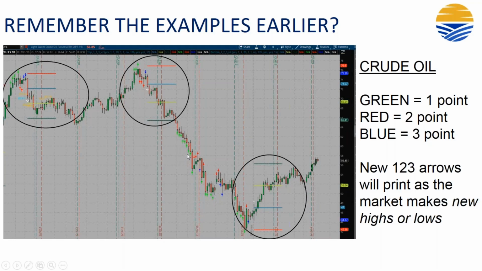New lows, new lows, new lows, new lows. Once we stop making new lows and pull up, we stop printing green arrows. We get a 1, 2, 3. We never break above the number 2 here. In fact, we make a new low, so we start new green arrows. 1, 2, 3. Looking to get long here.